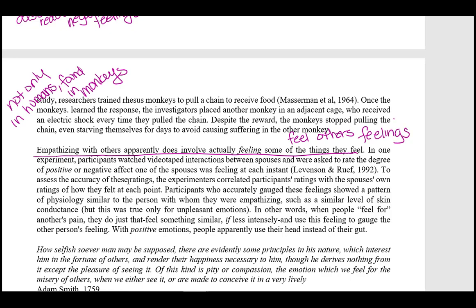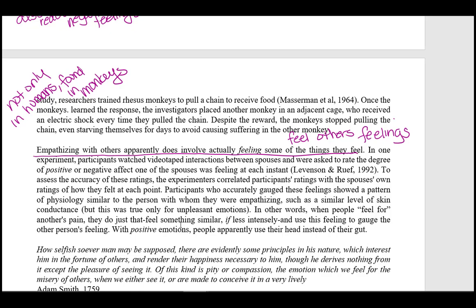Okay, in one experiment, participants watched videotape interactions between spouses and were asked to rate the degree of positive or negative effect one of the spouses was feeling at each instant. To assess the accuracy of these ratings, the experimenters correlated participants' ratings with the spouse's own ratings of how they felt at each point. Participants who accurately gauged these feelings showed a pattern of physiology similar to the person with whom they were empathizing, such as a similar level of skin conductance, but this was only true for unpleasant emotions.